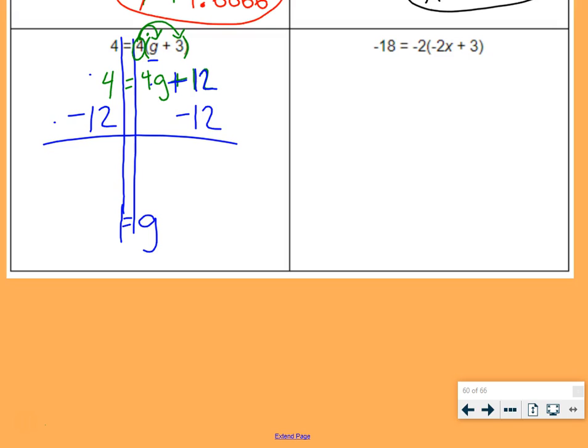4 minus 12 is negative 8 equals 4 times g hasn't changed, but 12 minus 12 has gone away because 12 minus 12 is 0. It's nothing.